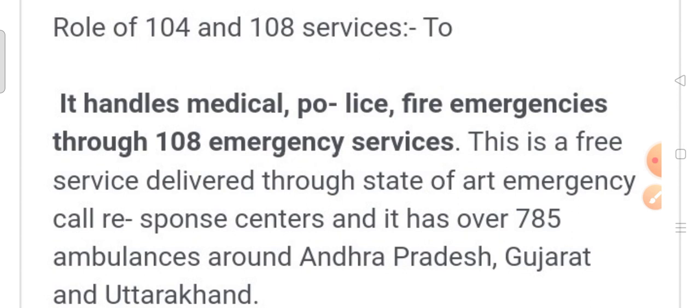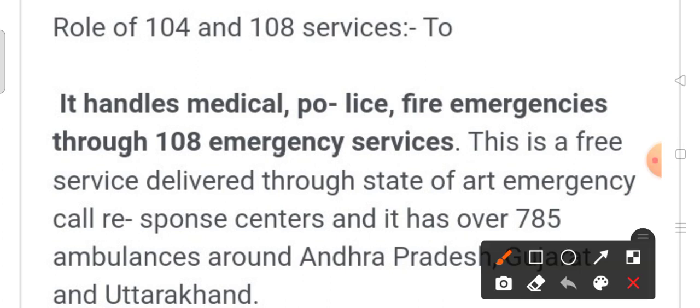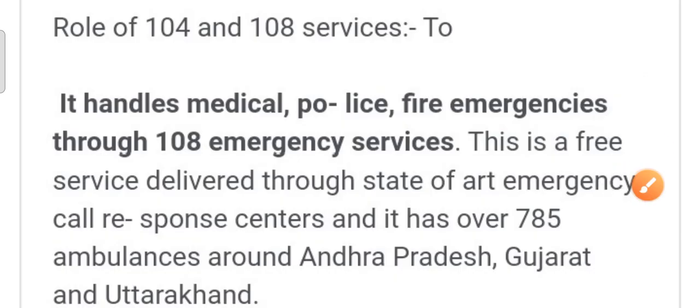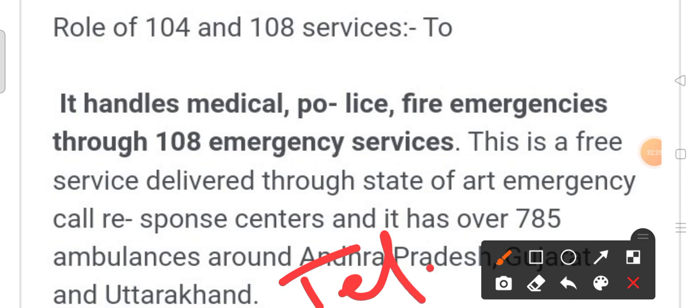Through 108 emergency services, this is a free service delivered through state of the art emergency call response centers, and it has over 785 ambulances around Andhra Pradesh, Gujarat, and Uttarakhand. And you can write Telangana also. Don't forget to write Telangana.